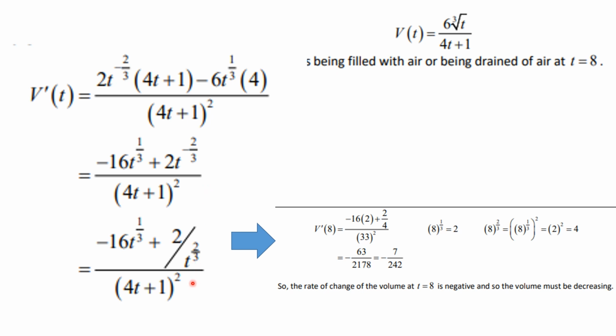You should verify that you come up with these things because I am going to be asking you to plug in numbers. And we're seeing what happens when you put 8 in. If you put 8 in and you do the calculation, you get negative 7 over 242. Again, much of our work will be done without calculators, so you would come up with something like that. And since that's negative, the volume is decreasing.